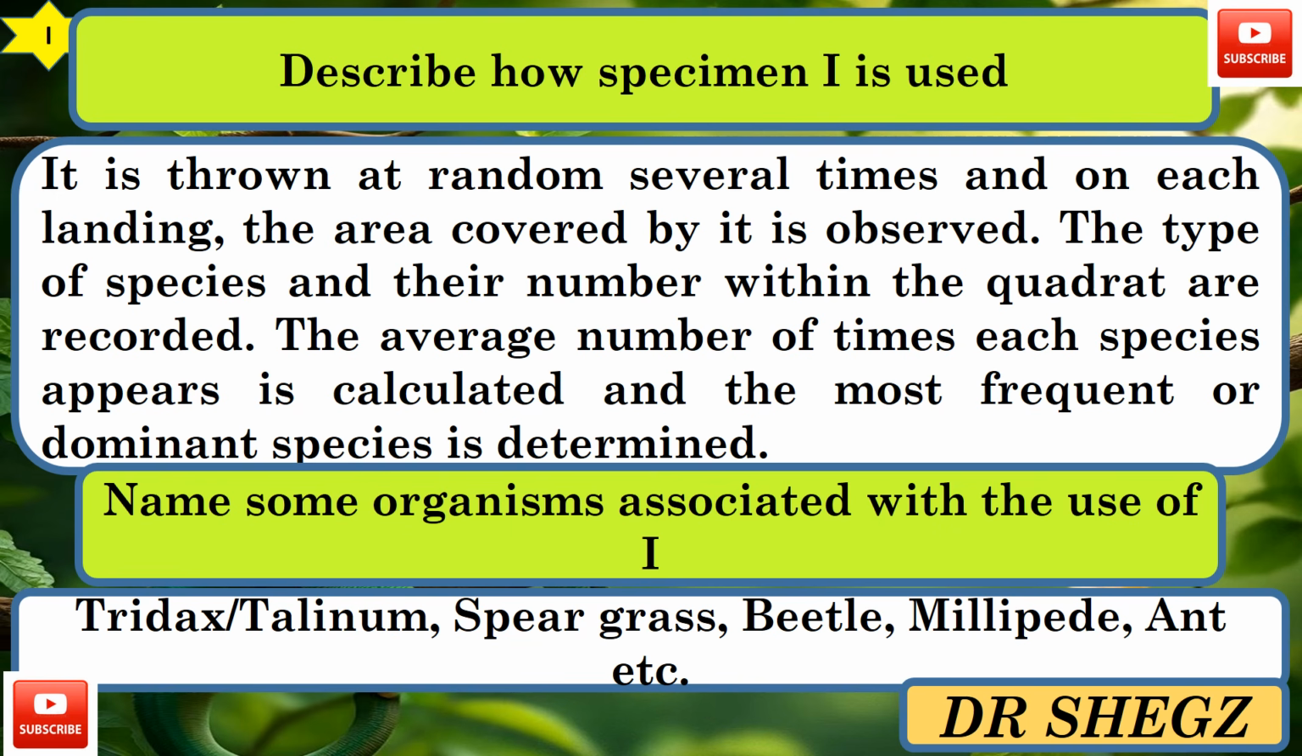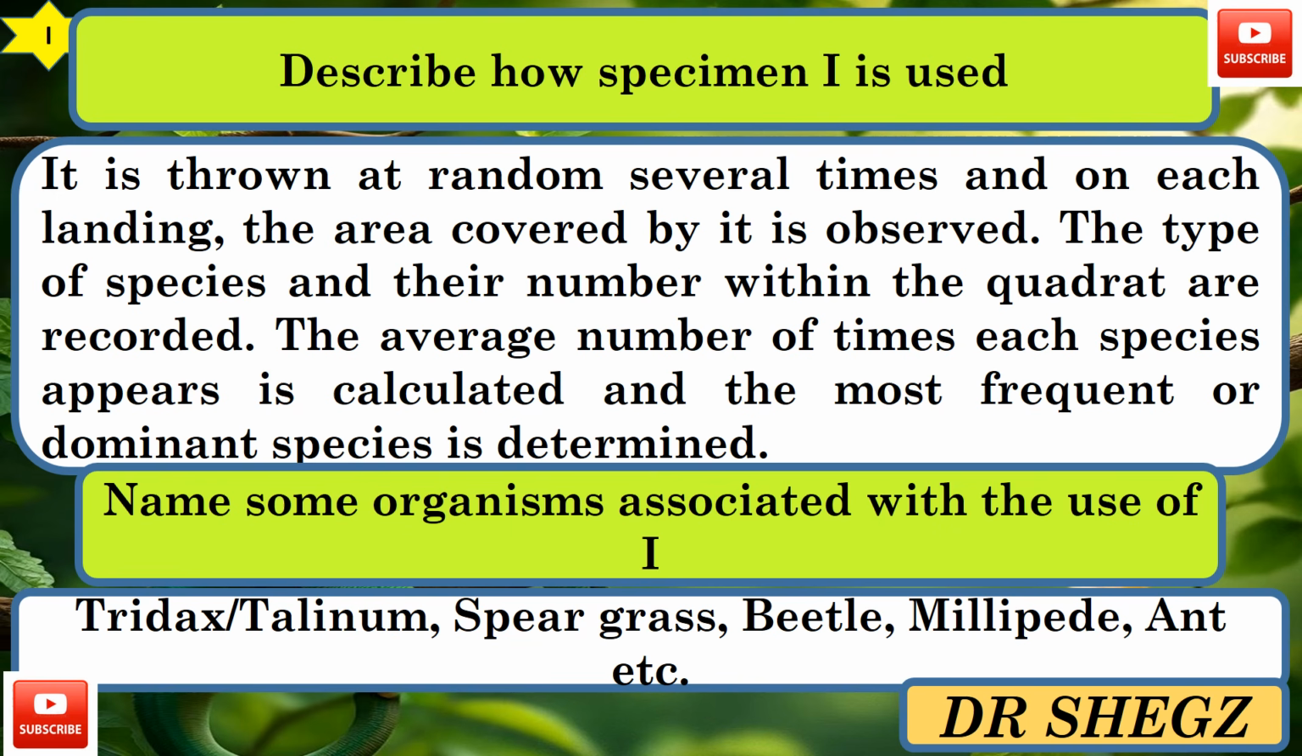Describe how specimen I is used. Now, what do you do? You just throw it at random several times, and on each landing, the area covered by it is observed. The type of species and their number is recorded, the average number of times is calculated, and the most frequent or dominant species is determined.